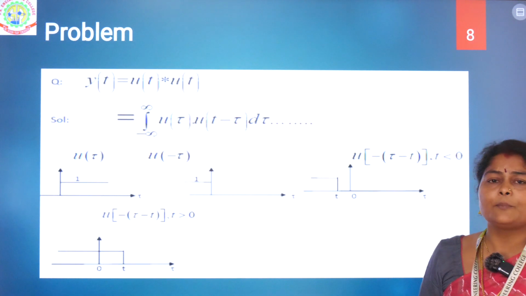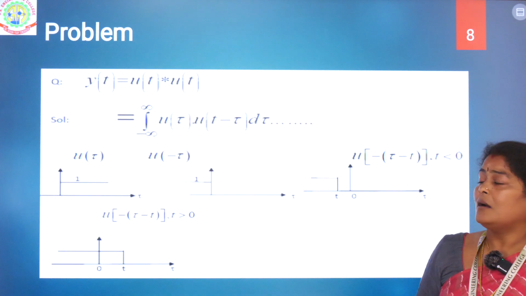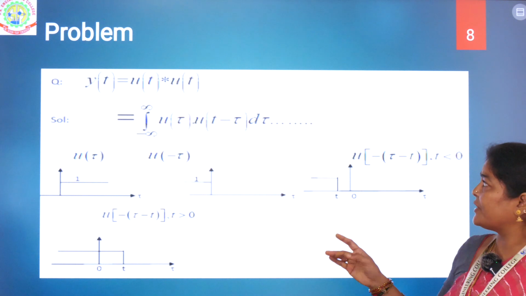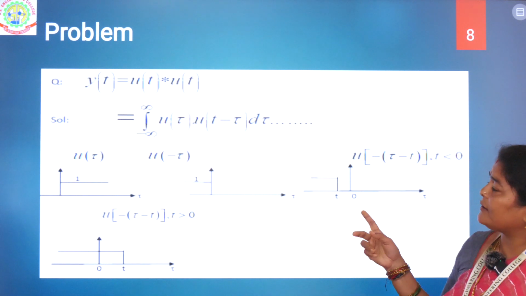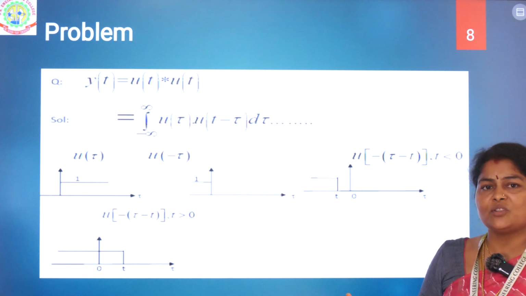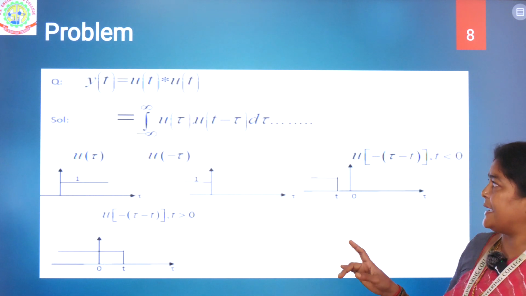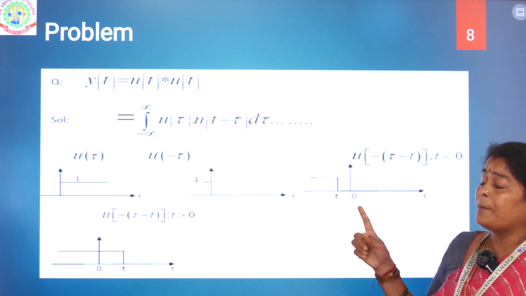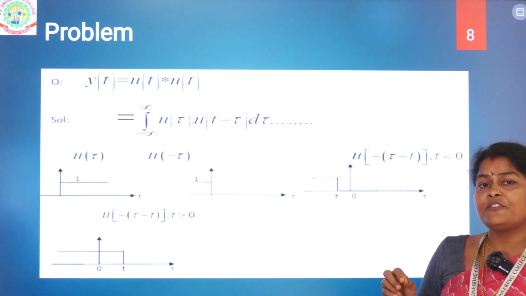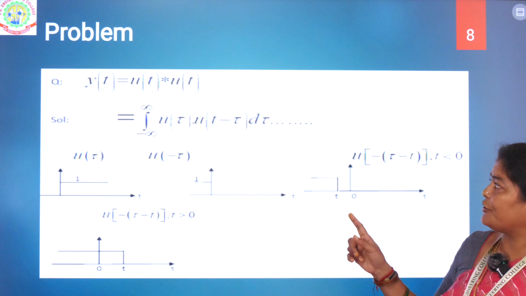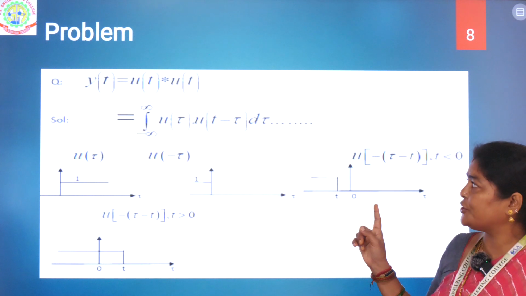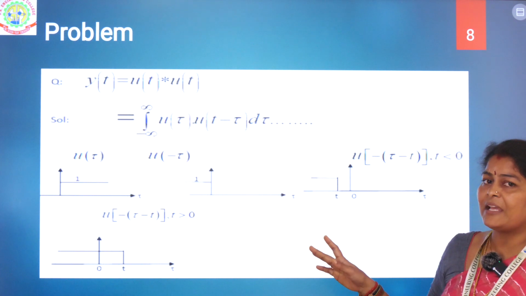Now we'll take up one problem and I'll tell the procedure to solve it. Here we have taken unit step as both the signals, that is x of t is also unit step signal, h of t is also unit step signal. Hence the output you will be getting by convolving x of t and h of t, hence y of t is equal to u of t convolution u of t. Okay, we need to apply the formula.